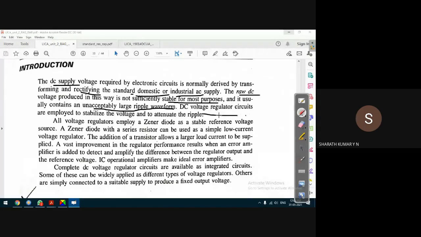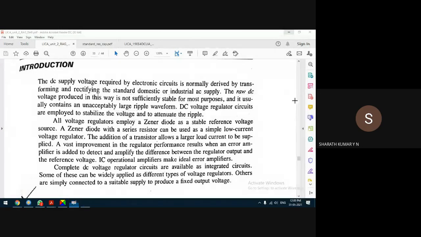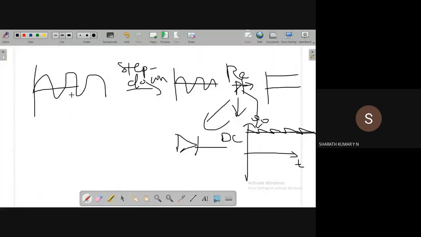So the DC voltage regulator circuits are employed to stabilize the voltage and to attenuate the ripple. What is stabilization, guys? Let us say there is a variation in the input AC voltage, but still the output DC should be constant. If it is fixed at 2 volts, even if there is a slight variation in the input AC, the output voltage should be constant at 2 volts, and the ripple should be reduced.